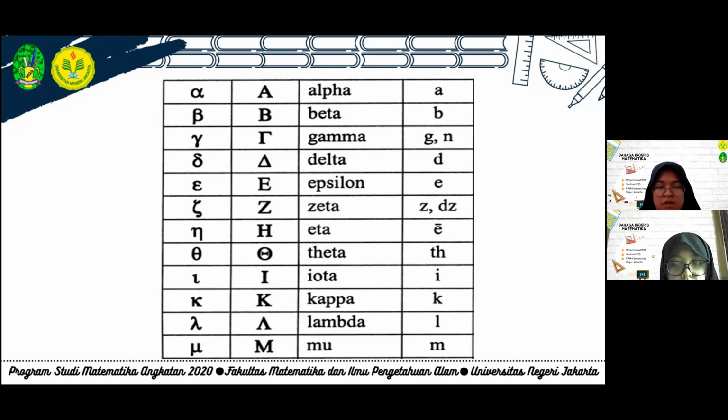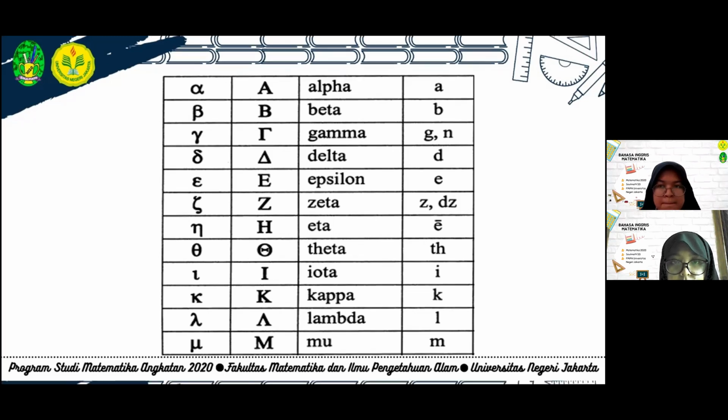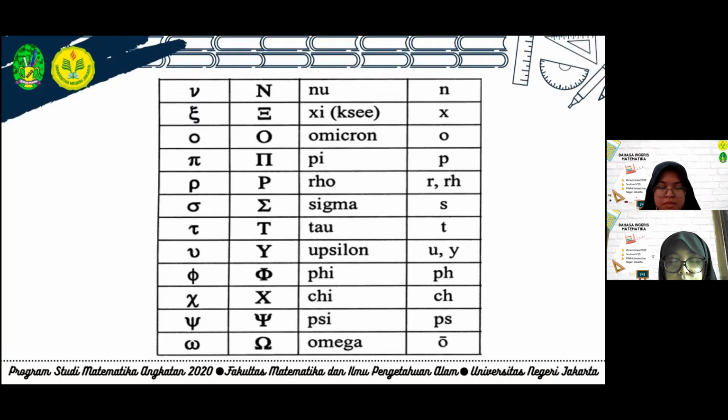The first is alpha, beta, gamma, delta, epsilon, zeta, eta, theta, iota, kappa, lambda, mu. Next is nu, chi, omicron, pi, rho, sigma, tau, epsilon, pi, chi, psi, and omega. The first, second, and last columns are the same as before.